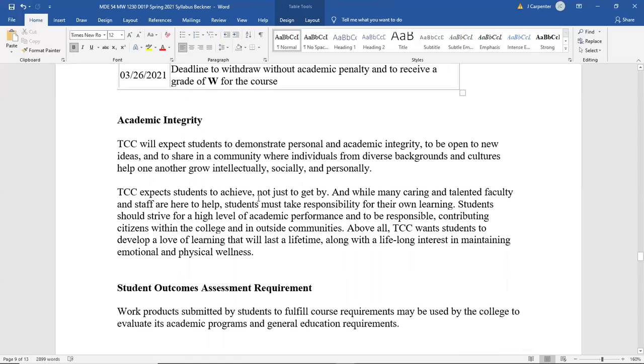Nothing that we really need to read about. Many talented faculty and staff are here to help. Also, the students are talented as well.